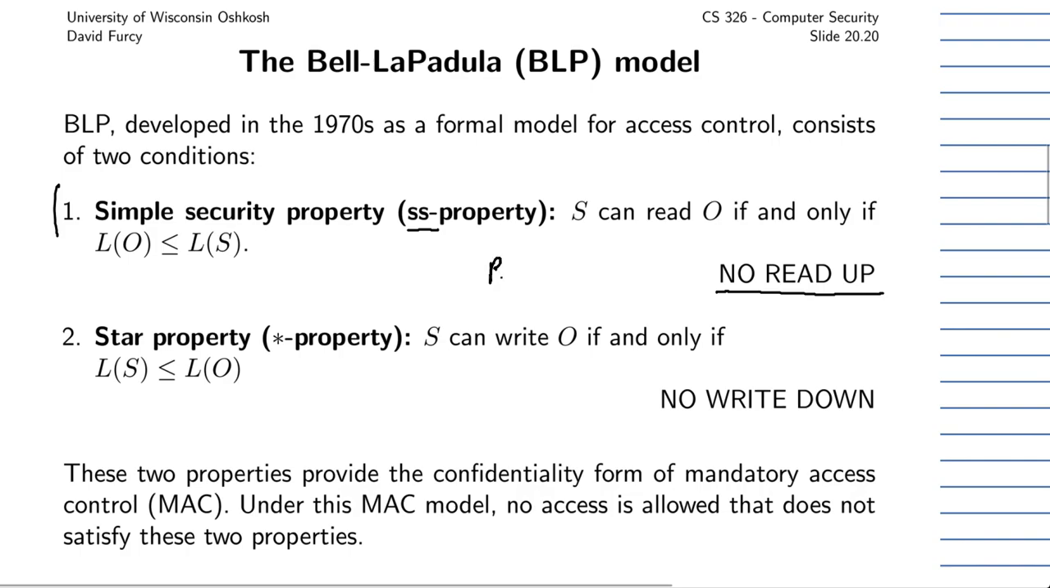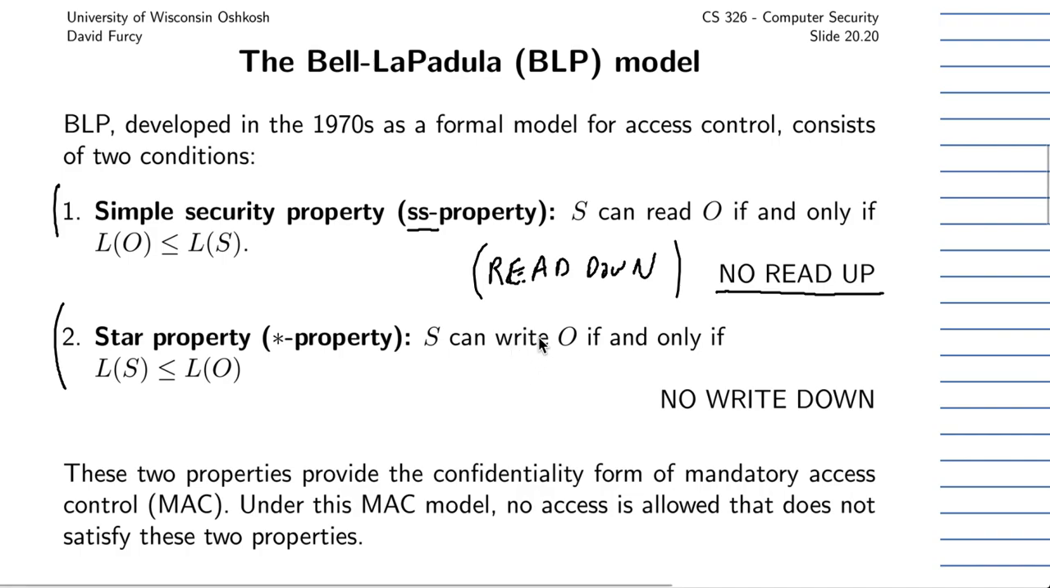So another way to say it is the object can always read down but cannot read up. The second property is a little bit harder to grasp. It's called the star property for some reason. And again, we assume that we have a subject and an object.